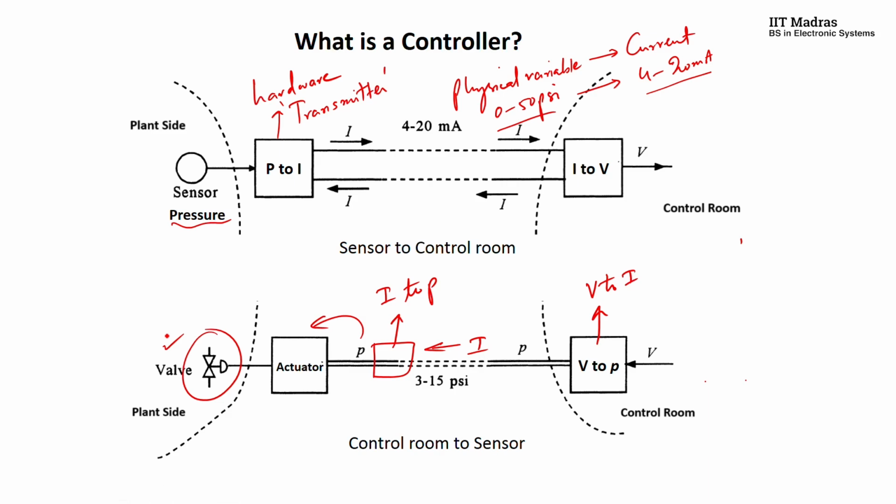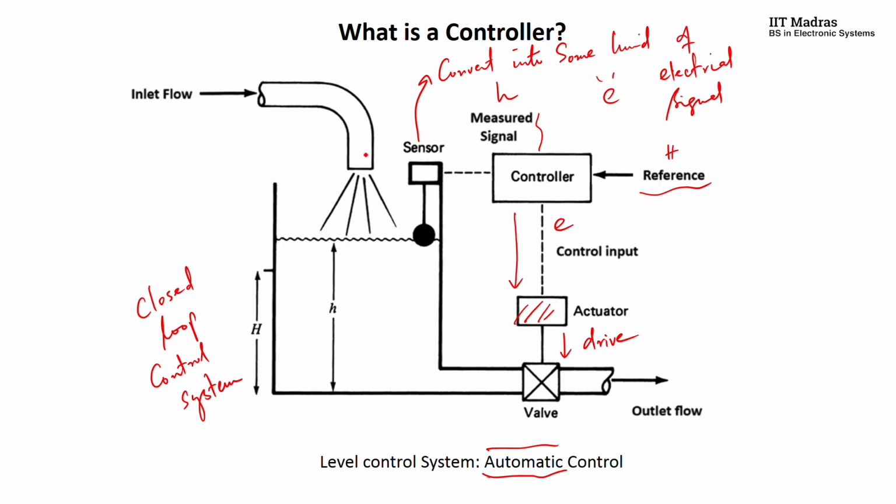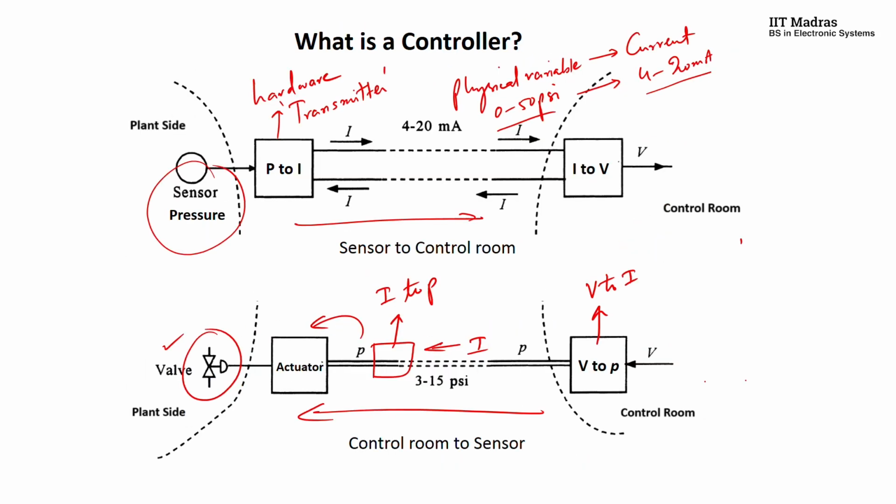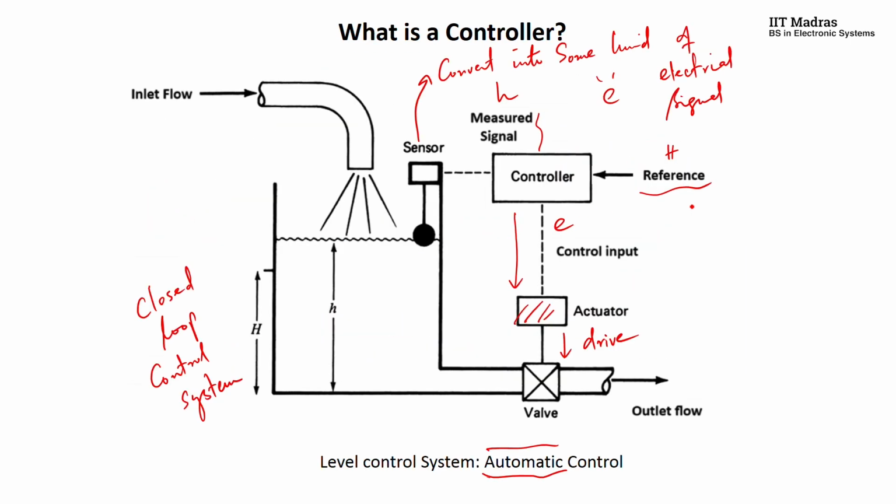This is the way the closed loop control works in an industry. You are able to sense something from the plant side, and you are able to control from the control room side. This is the way the whole control loop works. The same control loop we have seen in this level control system can be drawn for a control system like this, a pressure control loop. The only difference would be that the controller would be in the control room.